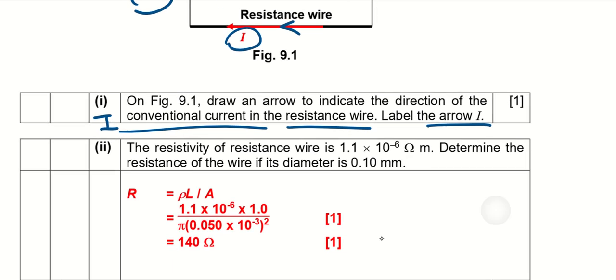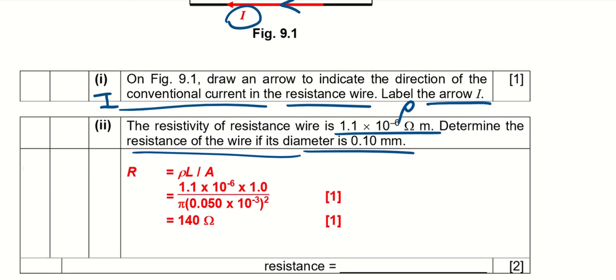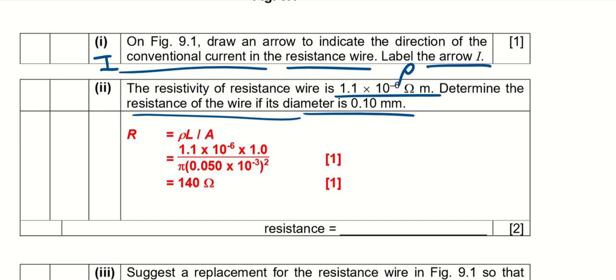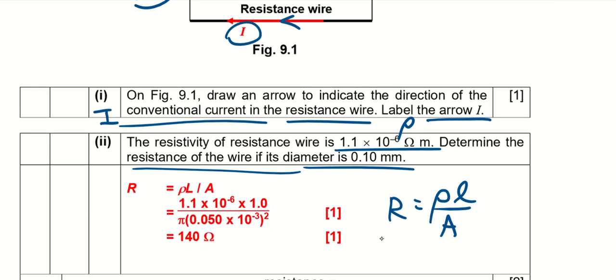Now, resistivity is 1.1 times 10 to the power of minus 6 ohm meter. Determine the resistance if the diameter is 0.10 mm. So this one is quite brutal. You have to apply the formula R equals rho L over A, because there is only one situation, right? Do you know the length? The length is 1 meter.